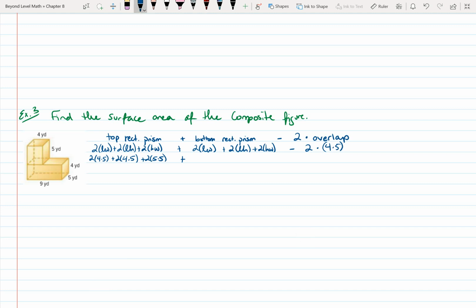The bottom rectangular prism, we're dealing with 9, 5, and 4. So 2 times 9 times 5 plus 2 times 5 times 4 plus 2 times 9 times 4. And again, whatever order that you are adding those in, it doesn't matter. Minus 2 times, and then I'm going to go ahead and simplify that to 20 for now. Okay, 4 times 5, we get 20, times 2 is 40. 4 times 5 is 20, times 2 is 40. 5 times 5 is 25, times 2 is 50.